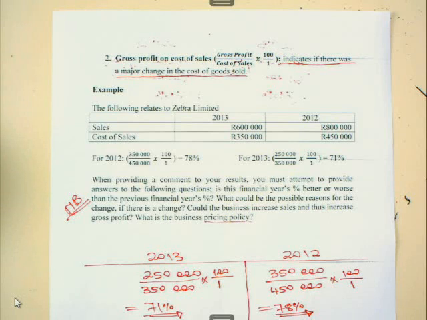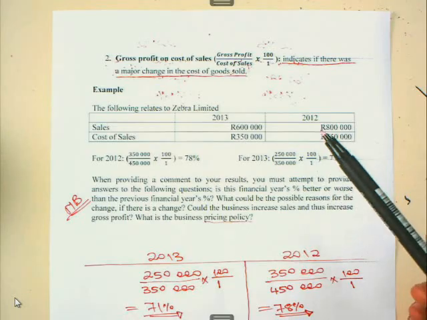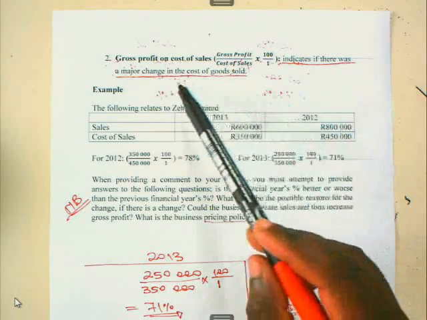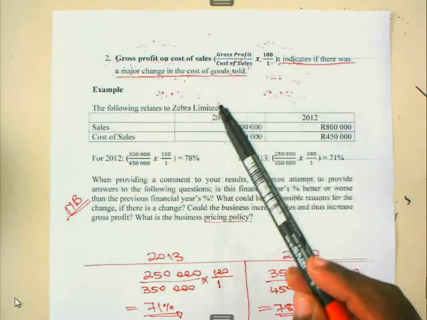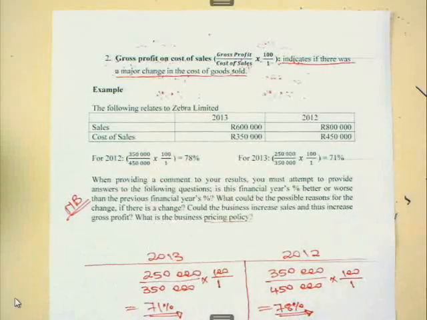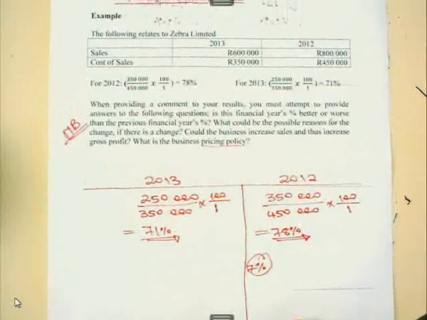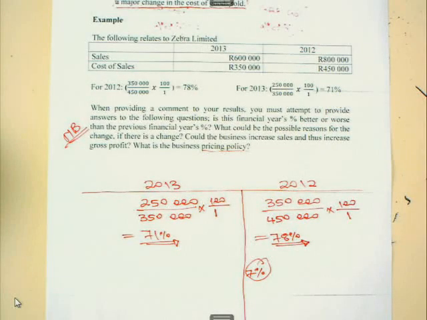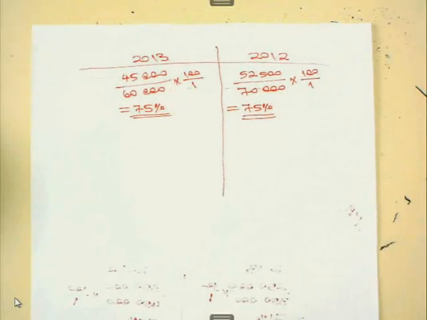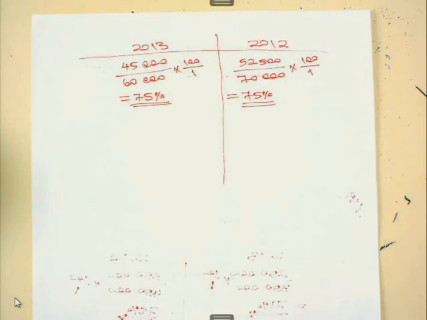What do you want to calculate? Here, we want to indicate if there were major changes in the cost of the goods sold. For the first example, we saw that it dropped, therefore there were changes in the cost of the goods. But the example that we just did now shows that there are no changes, and everything is still the same.